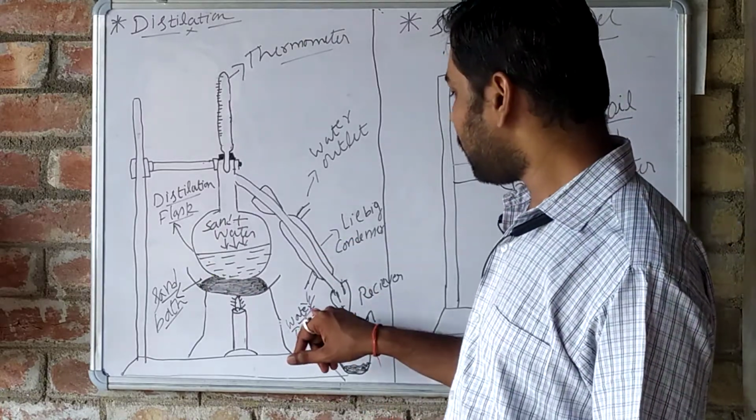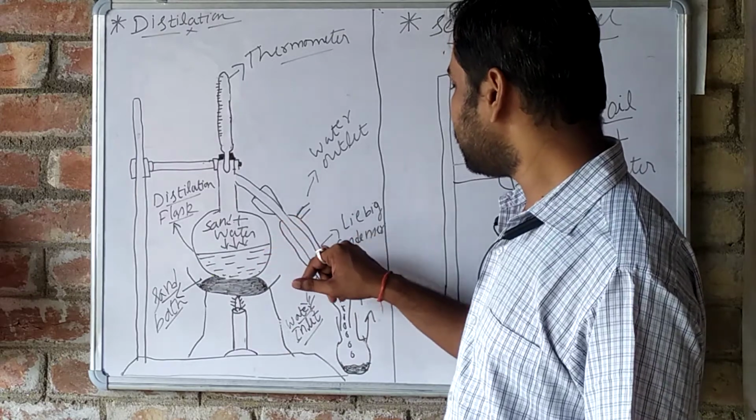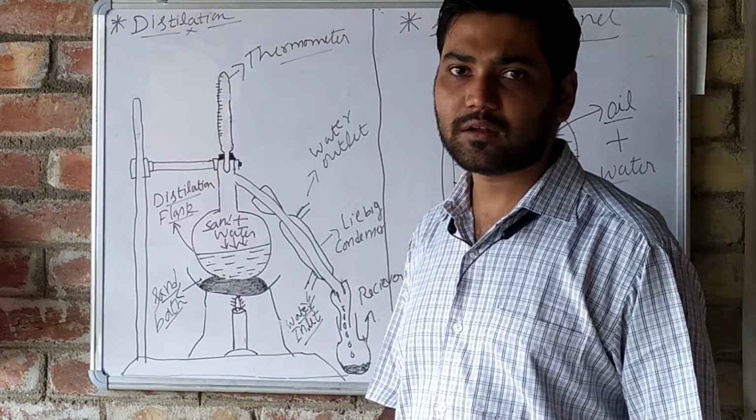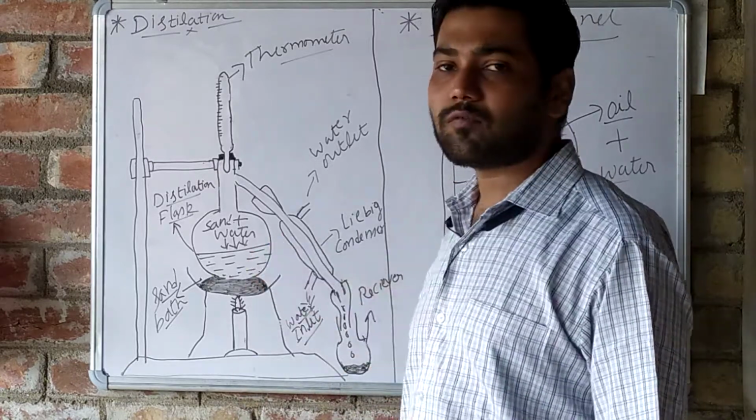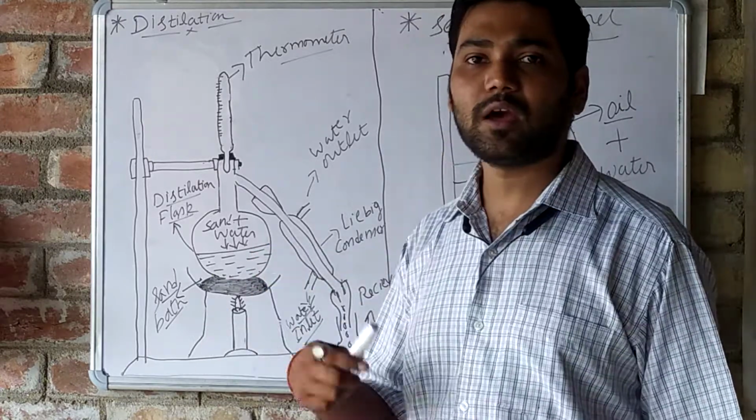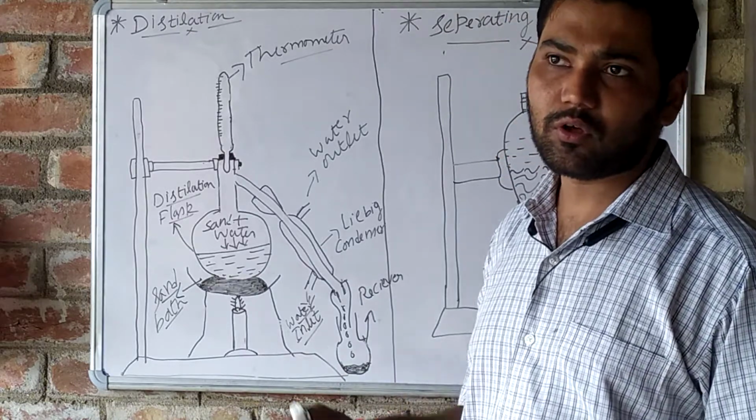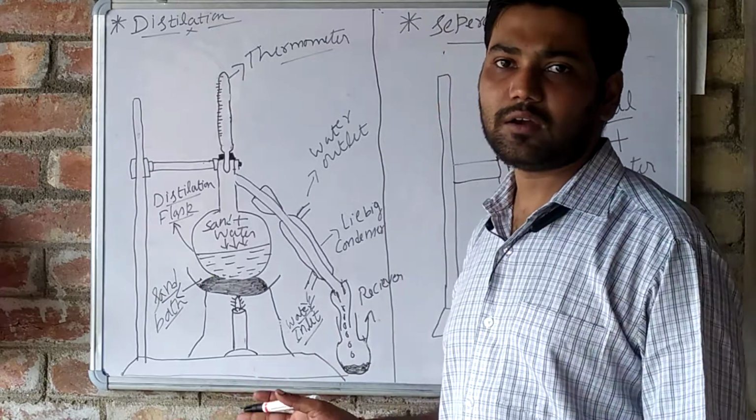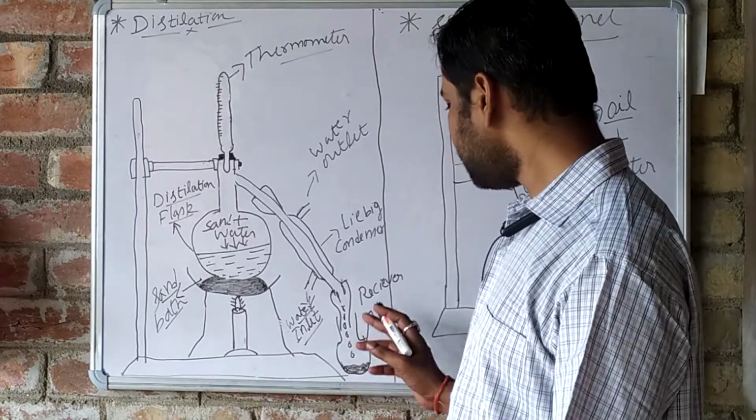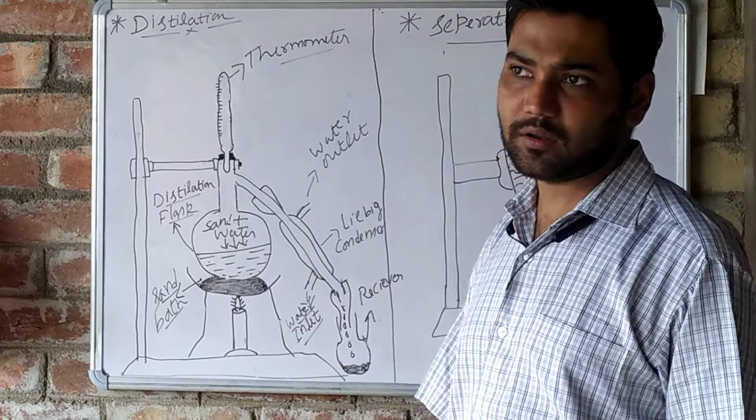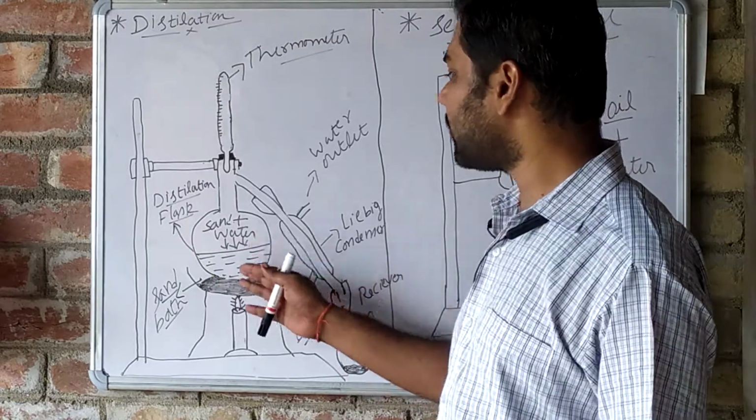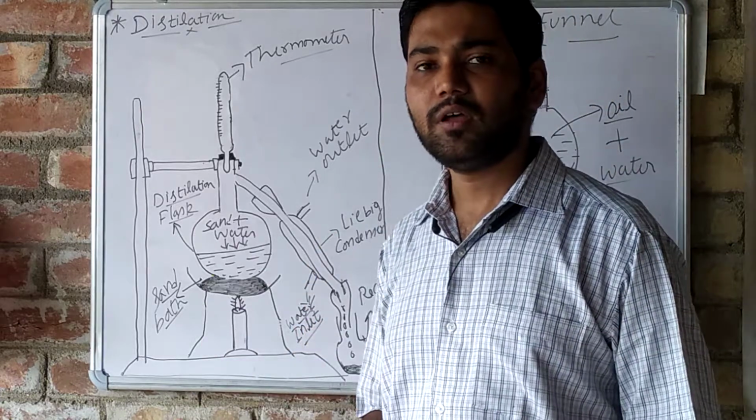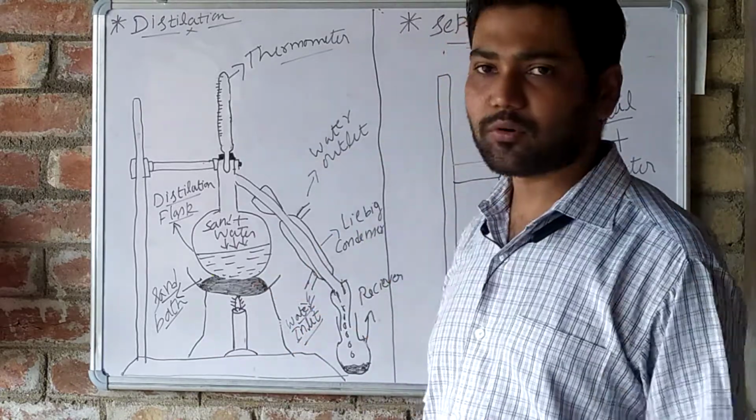We will see that because of this water inlet and this water outlet, water will always be running through this Liebig condenser, because of which the water vapor will cool here and again turn into water molecules. Now here we will have a receiver by which we will collect that water from the sand and water solution. Understand? The whole water will be collected here, sand will remain here. Understand? By this we can separate sand and water from the solution. This is known as the distillation process.